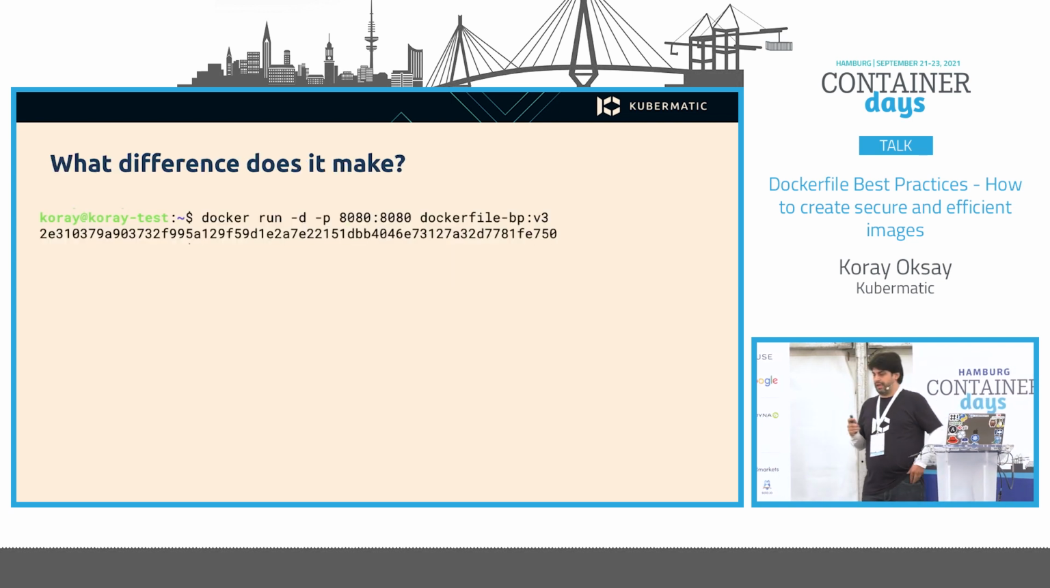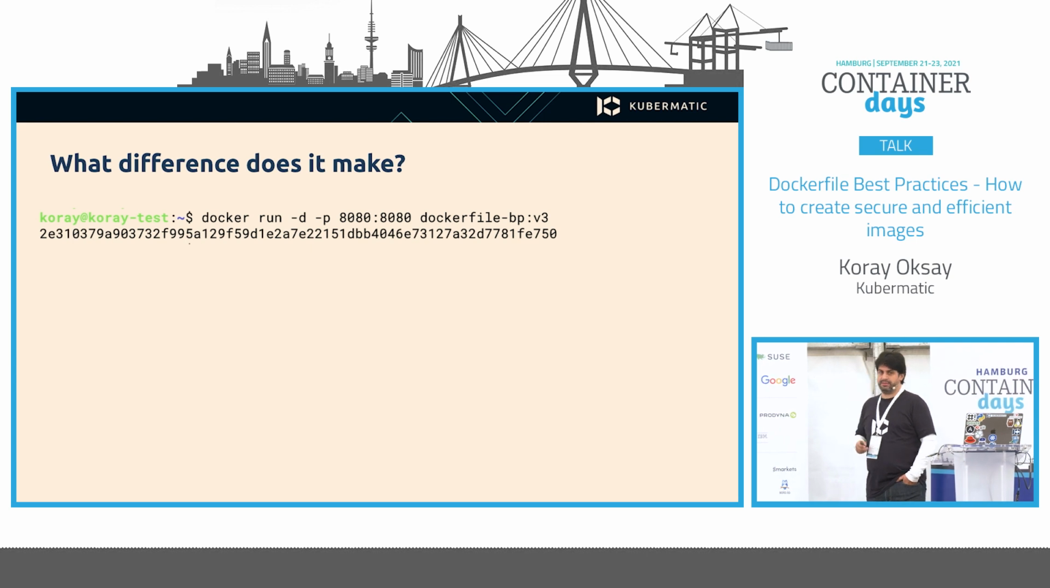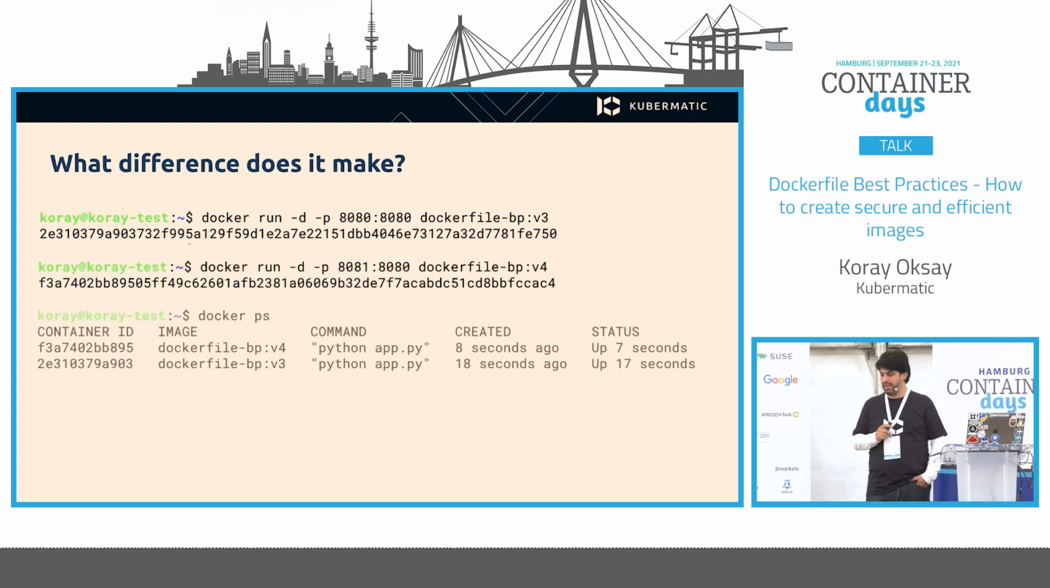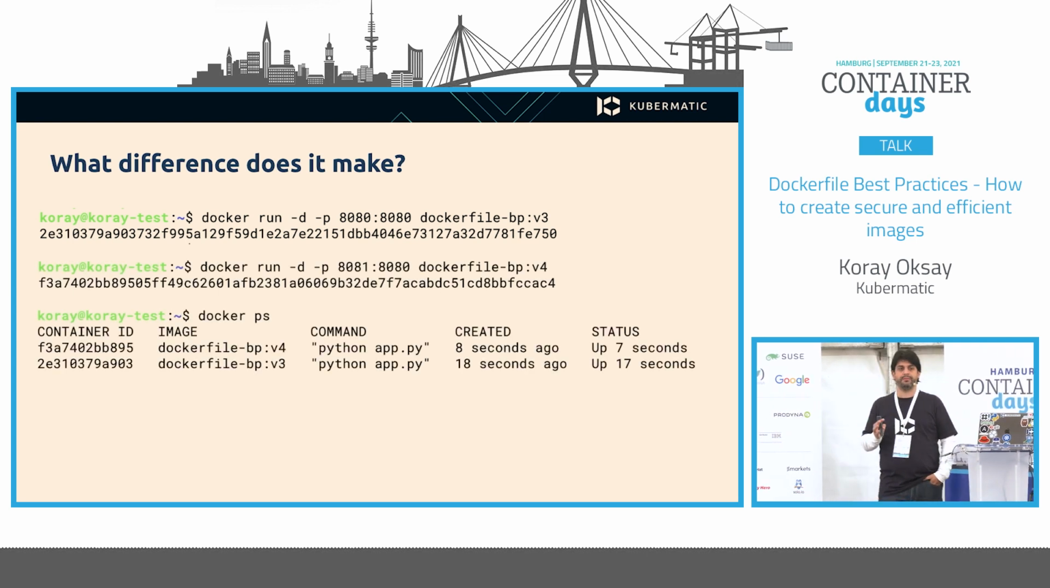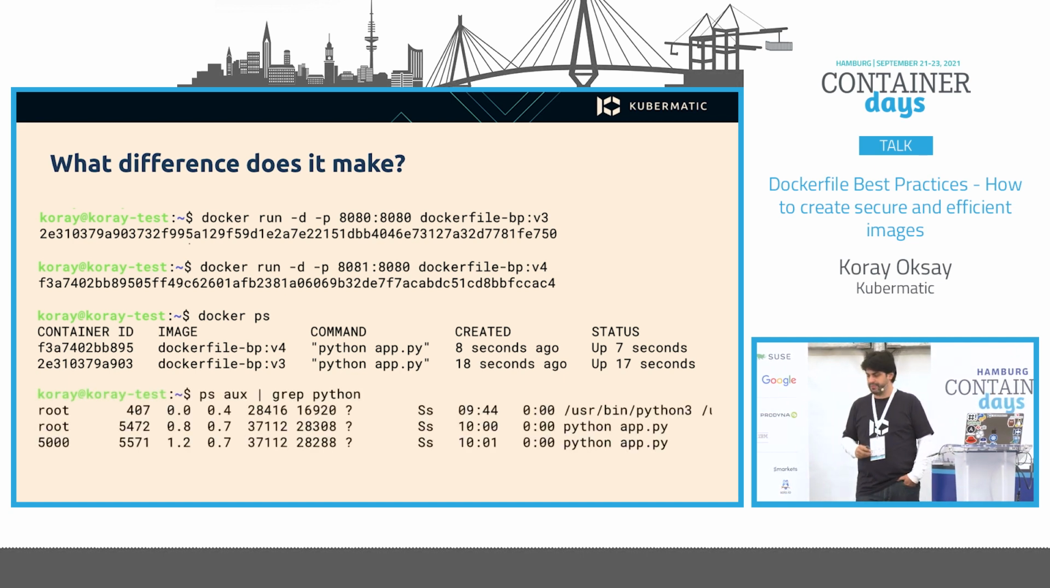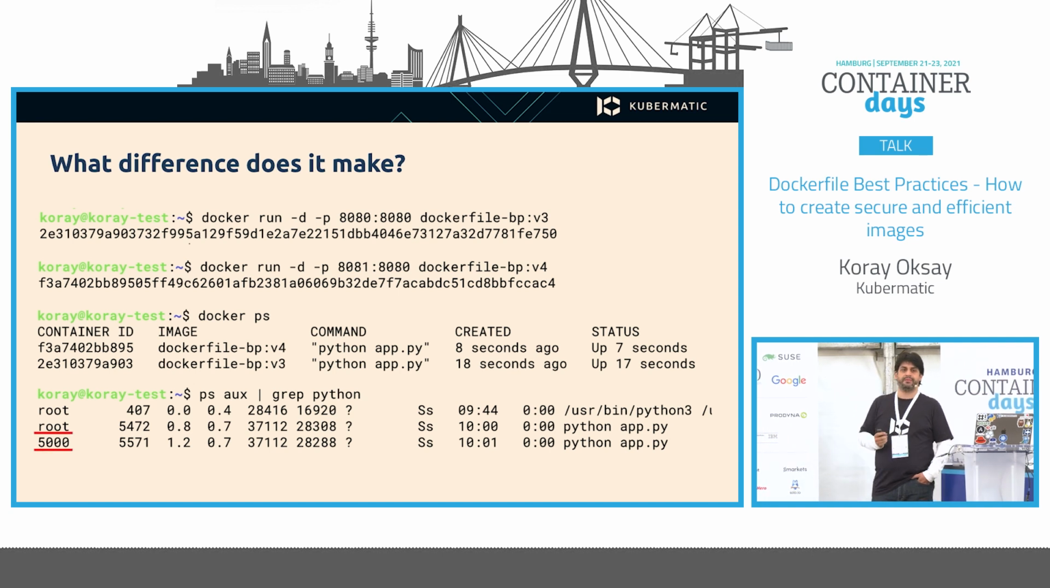So I had version 3, and this security update is version 4. I started version 3 with docker run, then started version 4. As you see, they are running with docker ps. But if I look from my machine, that is the difference. One process is run by root, but the other is run by user ID 5000.